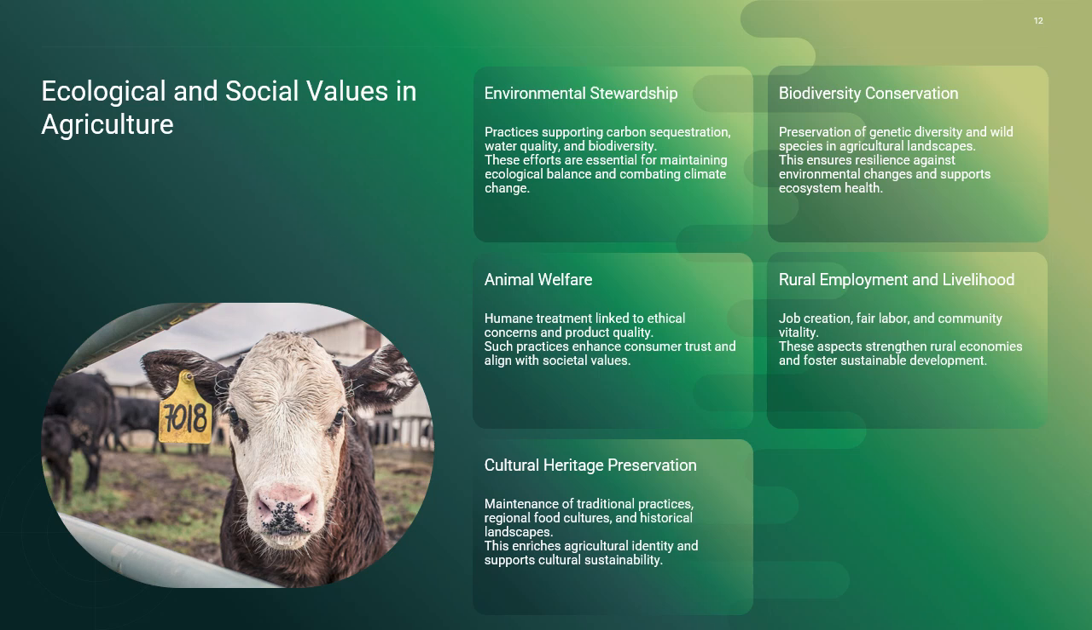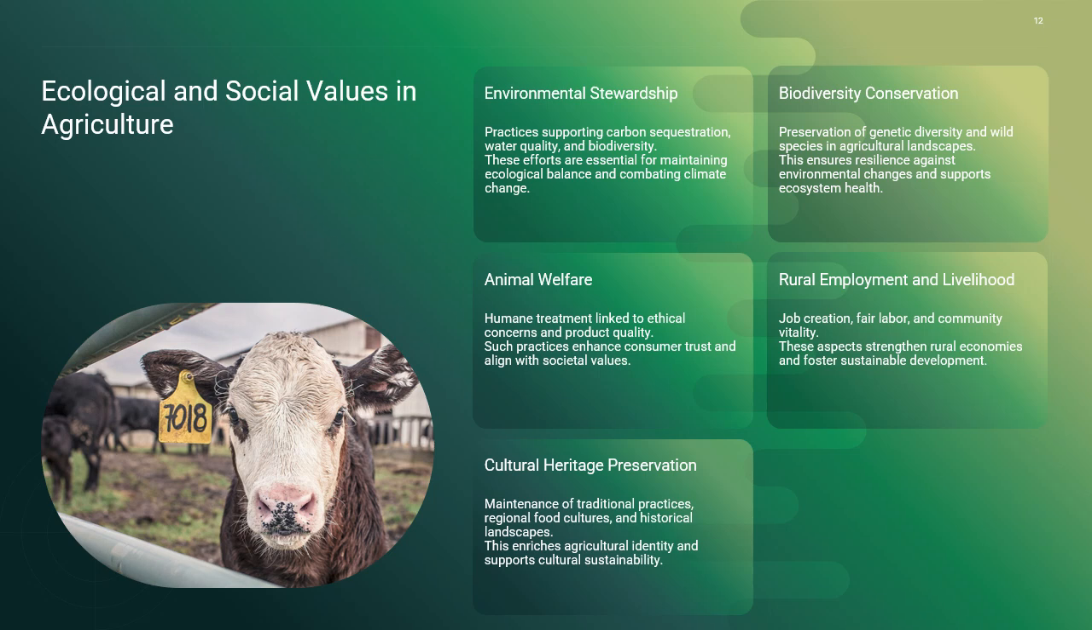Traditional varieties maintained by heritage farms, for instance, preserve genetic resources that may prove crucial for adapting to future climate conditions while offering distinctive flavors and cultural connections valued by certain consumers. Animal welfare practices ensure humane treatment linked to ethical concerns and often to product quality as well. Such practices enhance consumer trust and align with evolving societal values about the ethical treatment of farm animals.